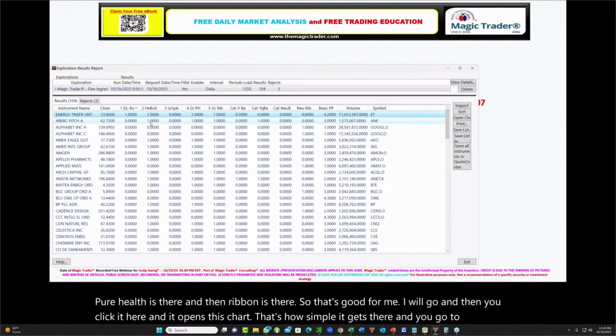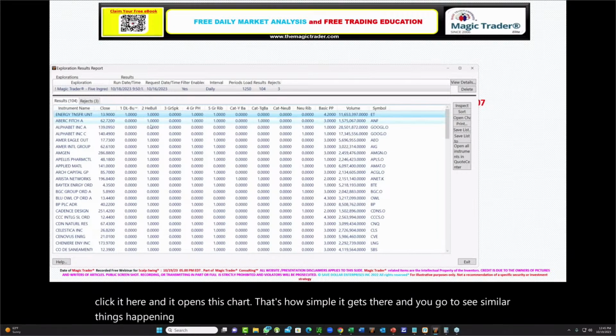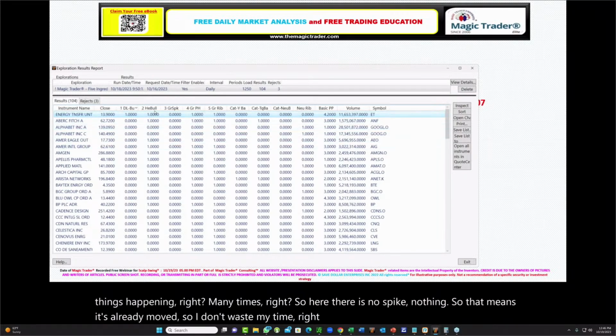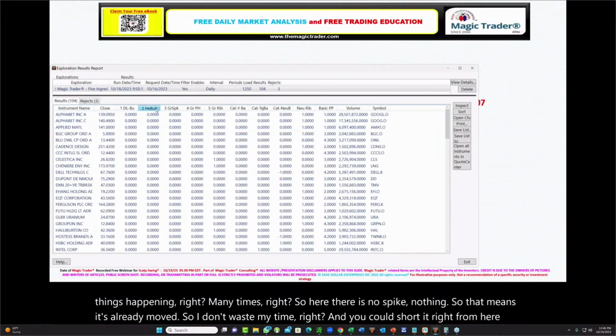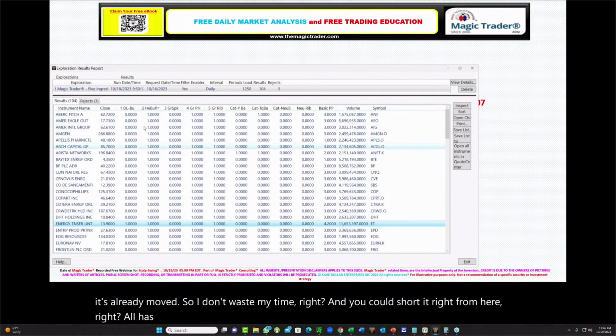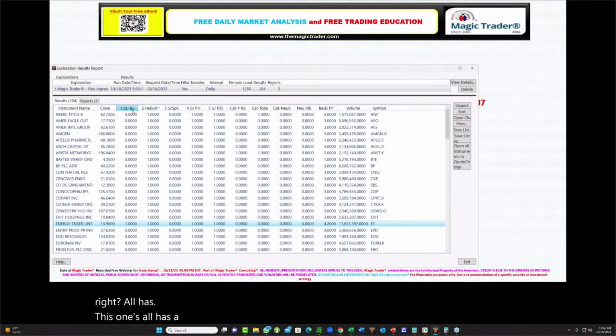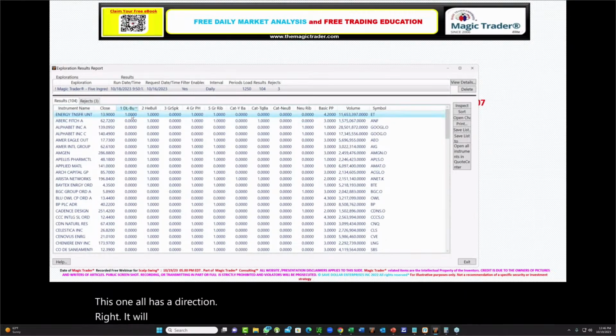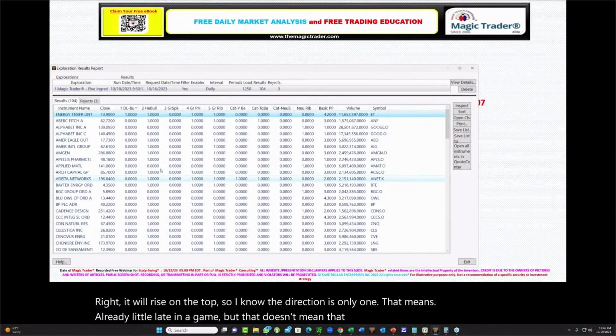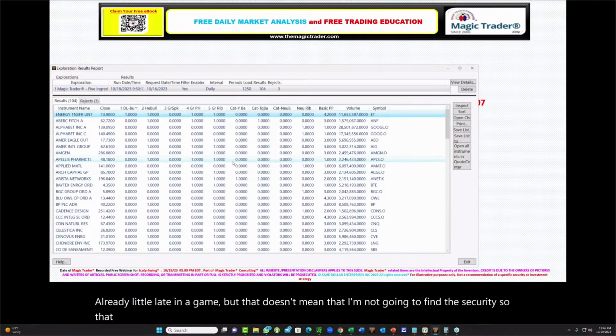And you're going to see similar things happening many times. So here there is no spike, nothing. That means it has already moved, so I don't waste my time. And you could short it from here. All has a direction, and it will rise on the top. So I know the direction is only one. That means it's already a little late in the game, but that doesn't mean I'm not going to find the security. So that's how you find it. And every day you could do it a couple of times, and you will find.